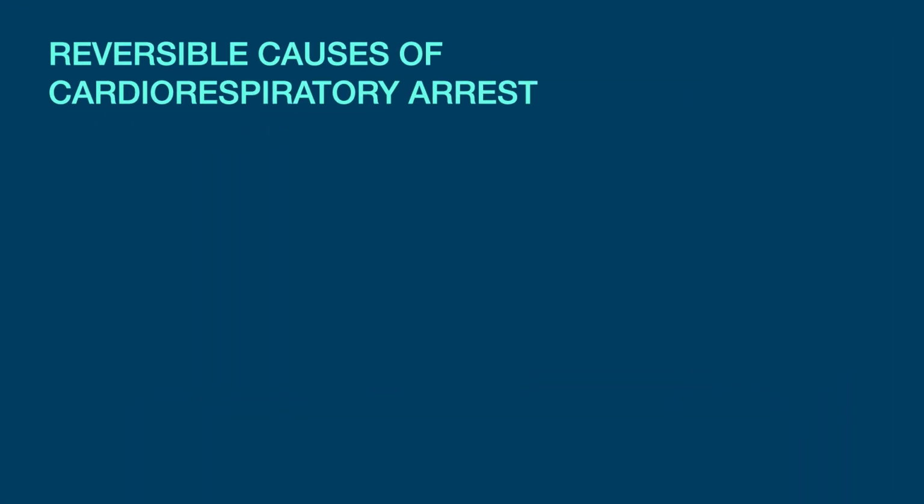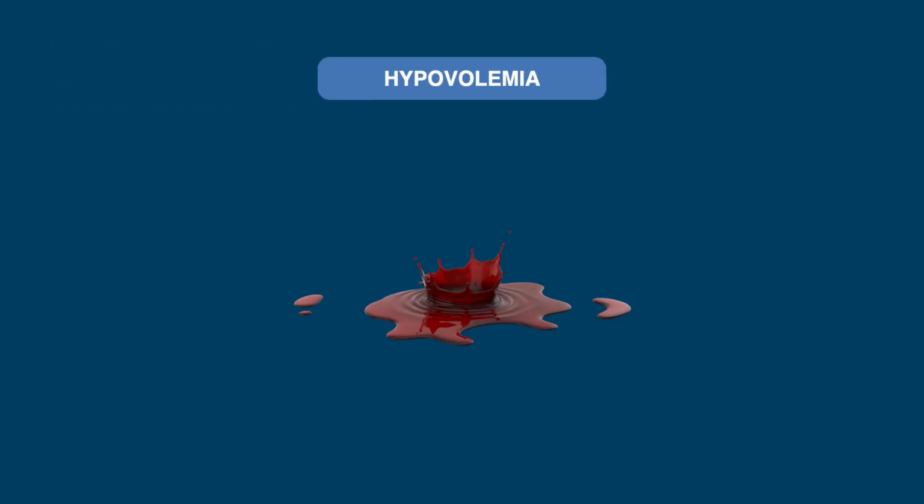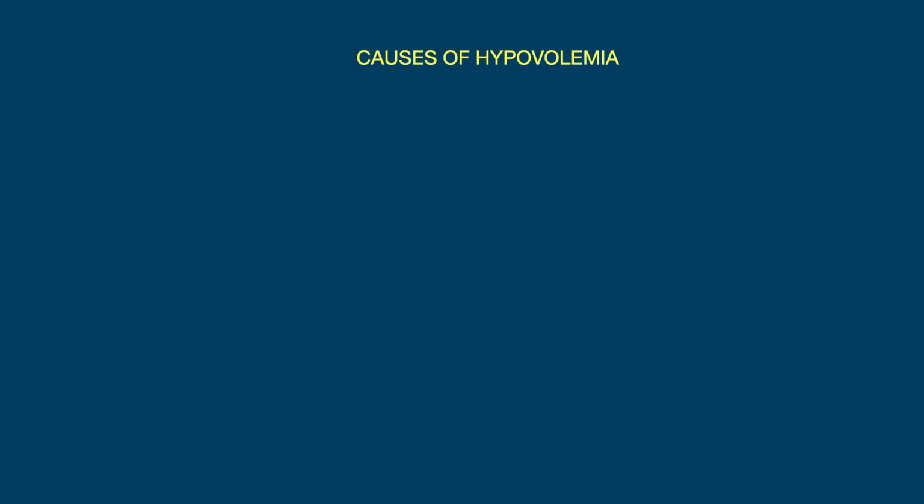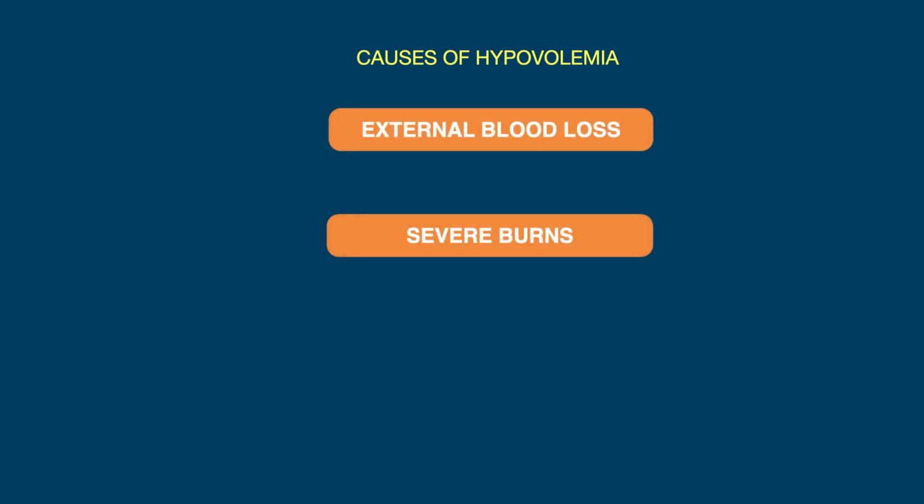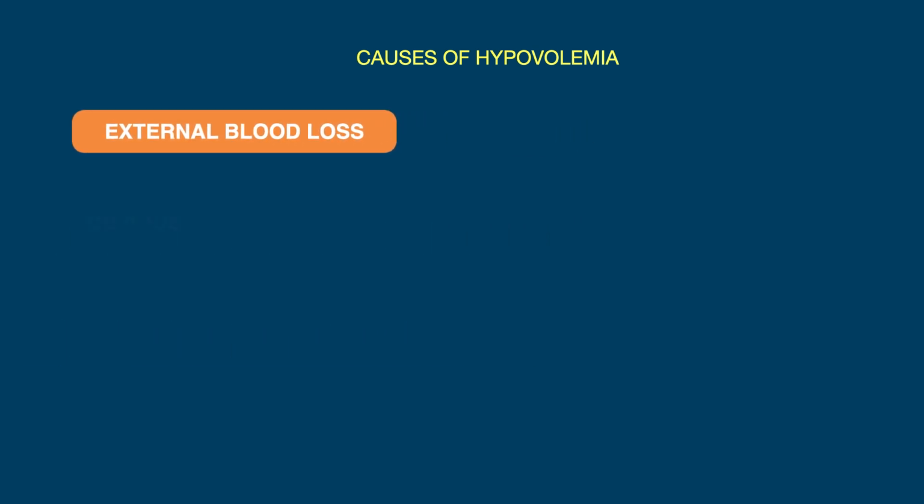The next H we will be discussing is hypovolemia. Hypo meaning low and volemia here referring to circulating blood volume. One common cause of cardiac arrest is hypovolemia, which can develop due to a reduced intravascular volume. Causes of hypovolemia include external blood loss or hemorrhage, severe burns, and gastrointestinal losses. Hypovolemia from blood loss is a leading cause of death in traumatic cardiac arrest.